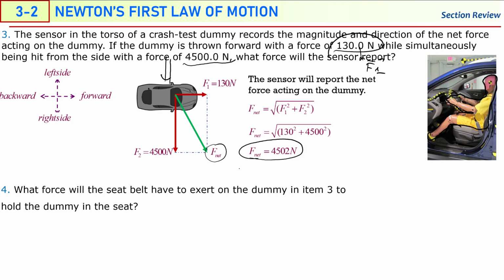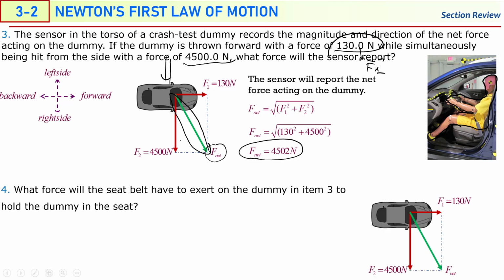And question number 4. What force will the seat belt have to exert on the dummy in item 3 to hold the dummy in the seat? To hold it in the seat means the net force acting on the dummy must be equal to 0. It is the condition for equilibrium. But right now in this case, this green vector is the net force, and the net force is not 0. To make it 0, we need an additional force. This force must be in the opposite direction of the net force and equal in magnitude.